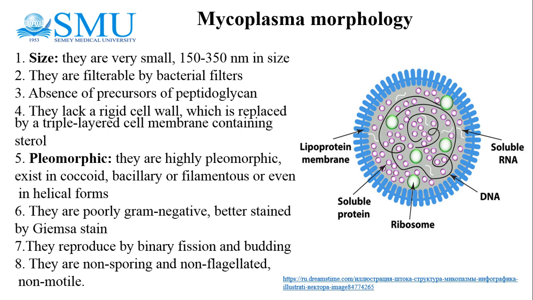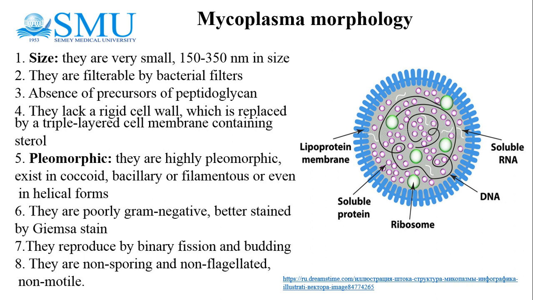Next is Mycoplasma morphology. Size: they are very small, 150 to 350 nanometers, and they are filterable by bacterial filters. There is an absence of peptidoglycan precursor, and they lack a rigid cell wall, which is replaced by a triple-layered cell membrane containing sterol. They are highly pleomorphic, existing in coccoid, bacillary, filamentous, or even helical forms.